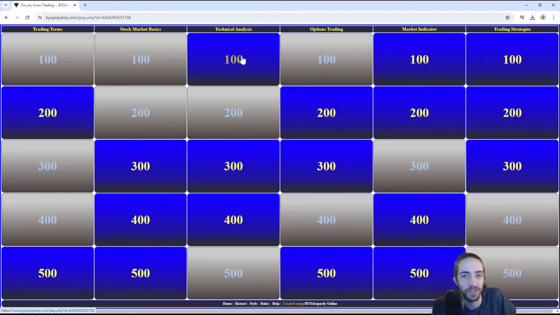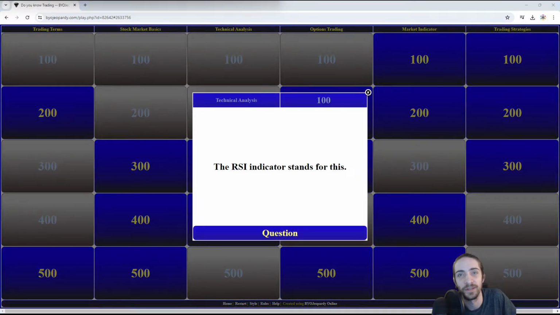Let's go with technical analysis for 100. The RSI indicator stands for this. What does the RSI indicator stand for? RSI. I'm looking for the blank strength. What is it? I know you guys know this one. If you guys knew MACD and knew PE, there we go.